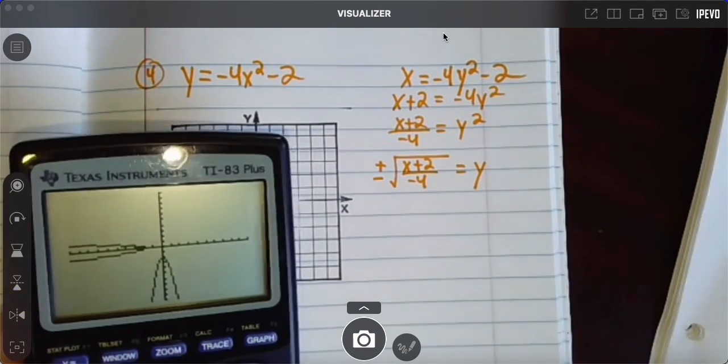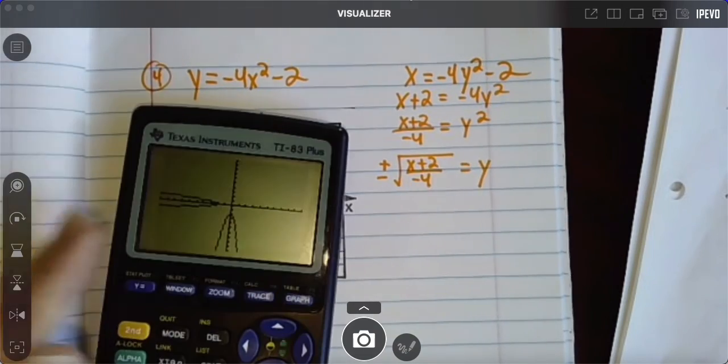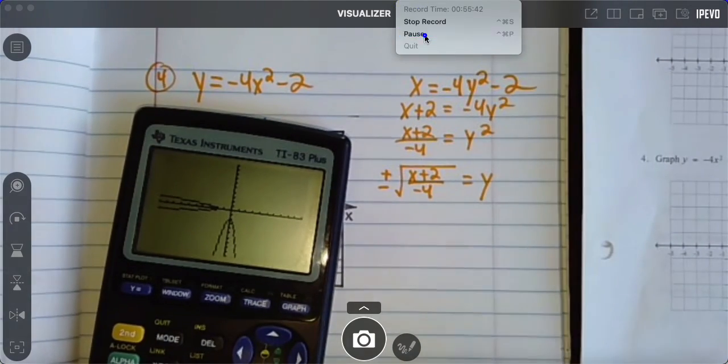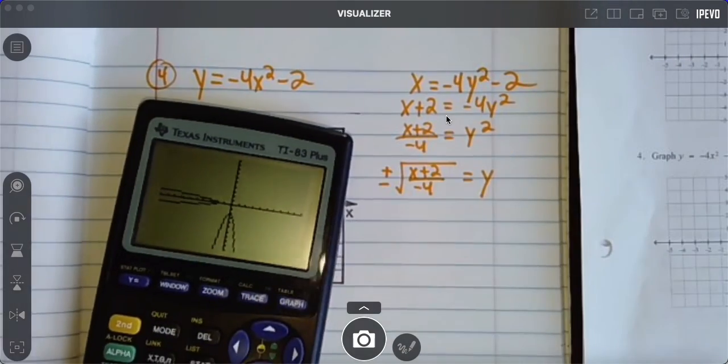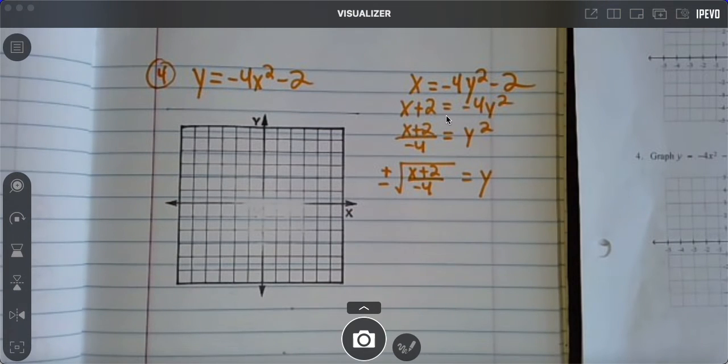Here, let me pause this and then bring me your calculator. This one on Tuesday if you need to. And if you have a calculator question, ask.